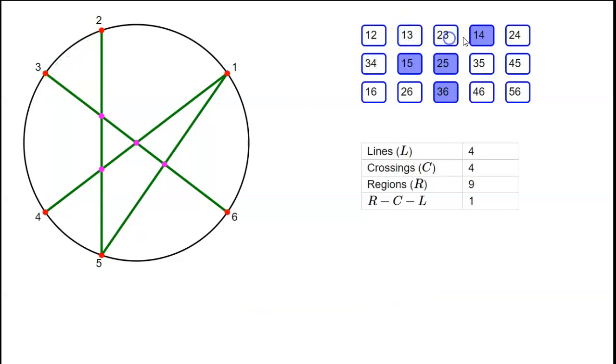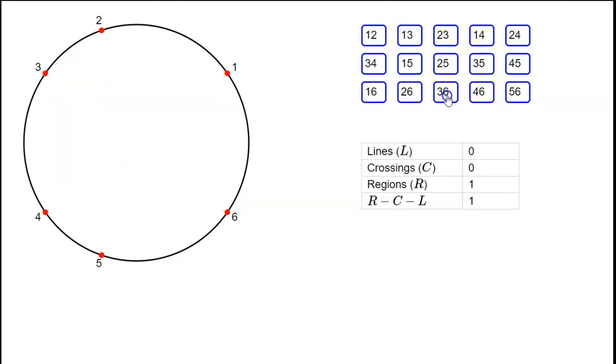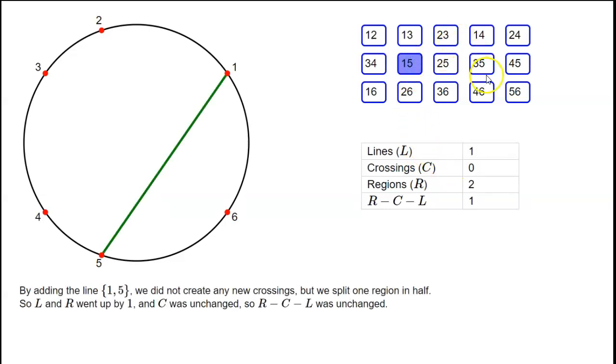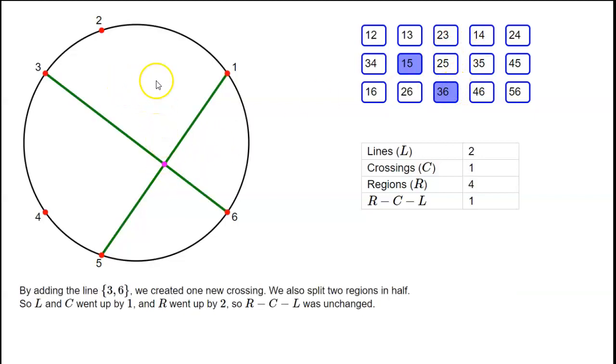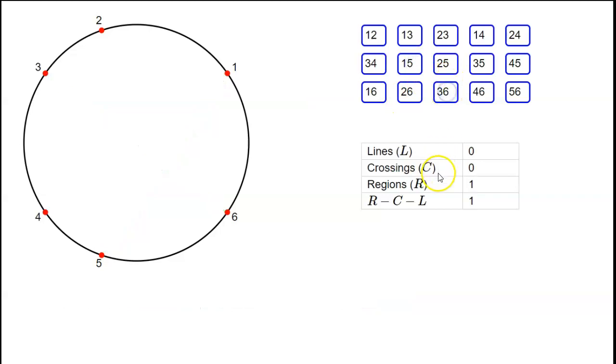So to understand that, let's go back to the beginning where we've got no lines. And we've got this little table here. In the table, we're going to keep track of the number of lines, L, and the number of crossings. These are the internal crossings in the middle, like this pink spot here, which is a crossing between these two lines. The number of crossings is going to be C. And we're going to keep track of the number R of regions.